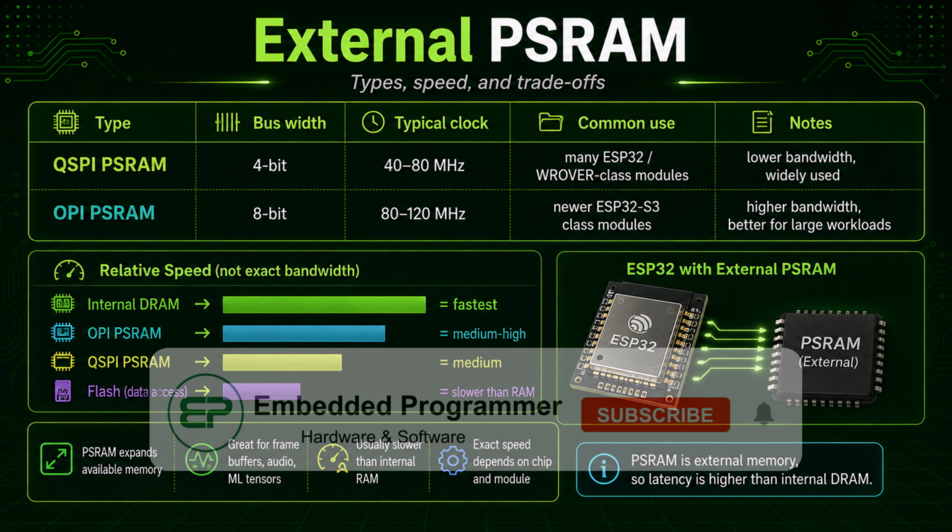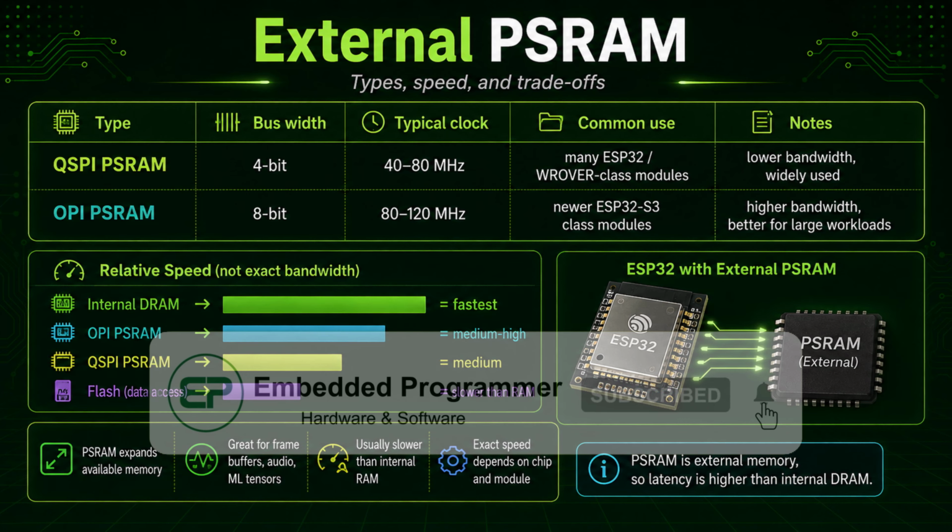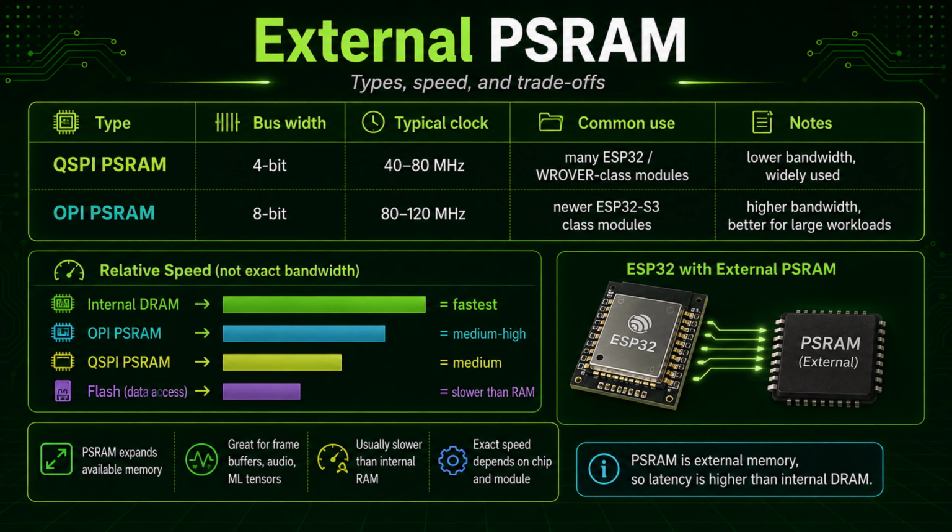Now let's introduce external PSRAM. PSRAM stands for pseudo-static RAM. It provides additional volatile memory outside the ESP32 chip, and is extremely useful when your application requires more memory than the internal SRAM can provide. Depending on the ESP32 device and module, PSRAM may use different interfaces. Traditional ESP32 modules often use quad SPI PSRAM, which transfers multiple bits per clock and commonly operates around tens of megahertz, often up to approximately 80 megahertz depending on the device.